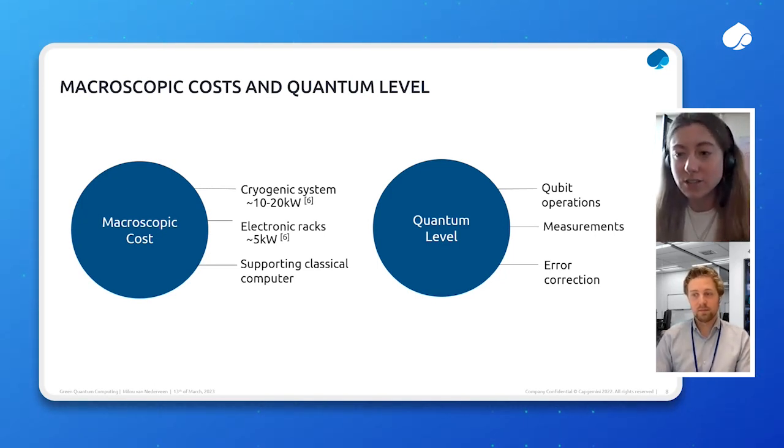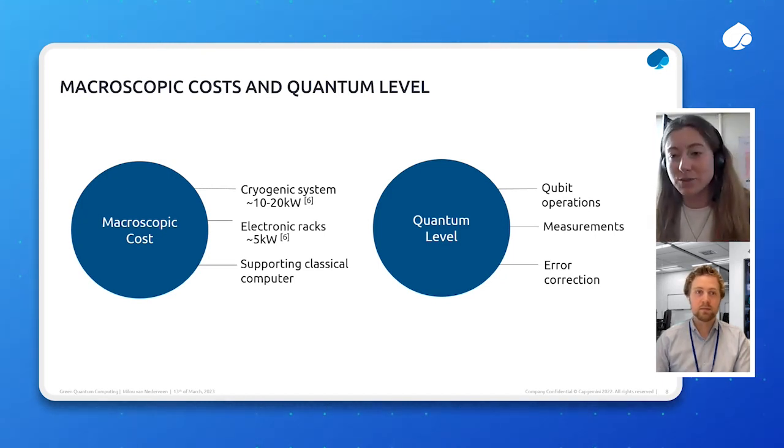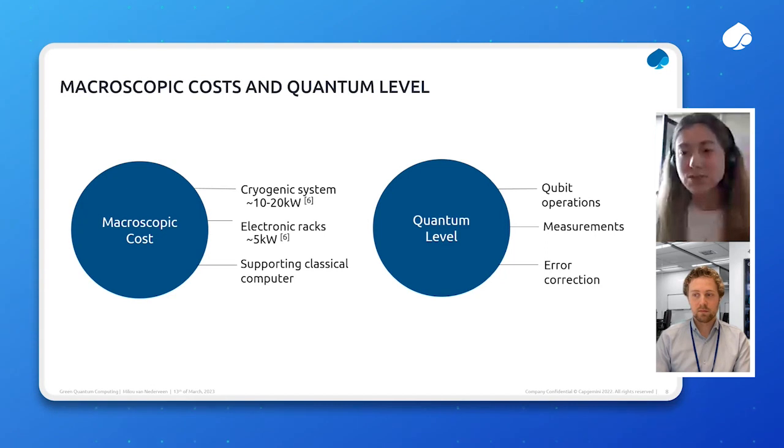There's not a direct relation, but what you can imagine is that if you go from 1,000 to 10,000 to 1,000,000, at some point you will require extra cooling, and you will require more electronic racks. So there's still going to be some relation between the two, and this is not very trivial. This is what we'll discuss later throughout the presentation.